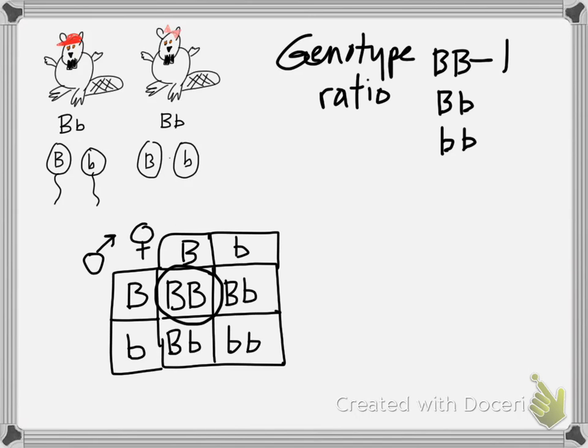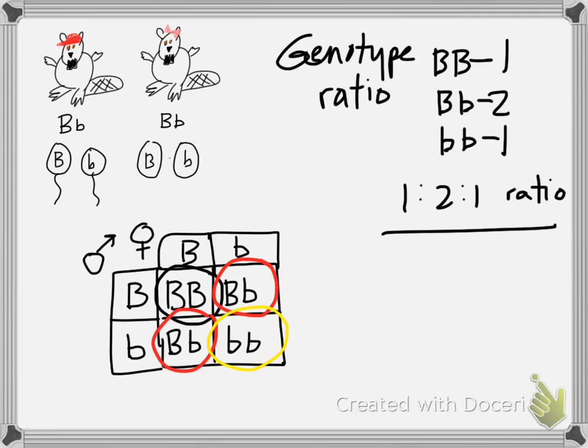How many big B, little b's do we have? 1, 2. And little b, 1. So we say that for this trait, we would expect to see a 1 to 2 to 1 ratio in the offspring. And any time we cross two heterozygous individuals, that's what we get, that 1 to 2 to 1 ratio for a single trait.